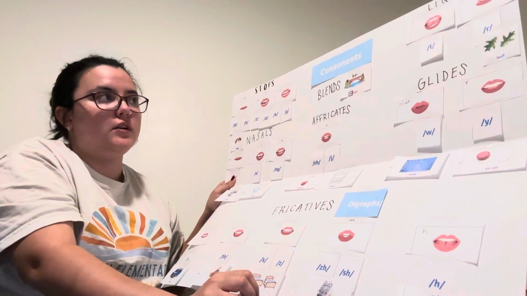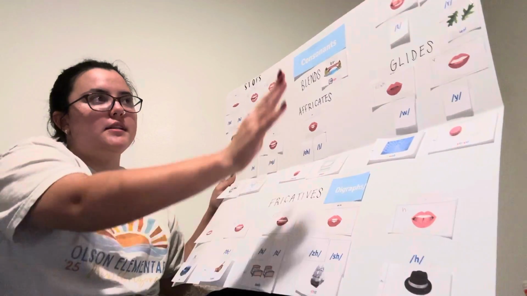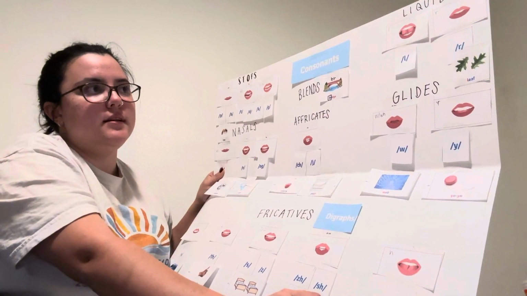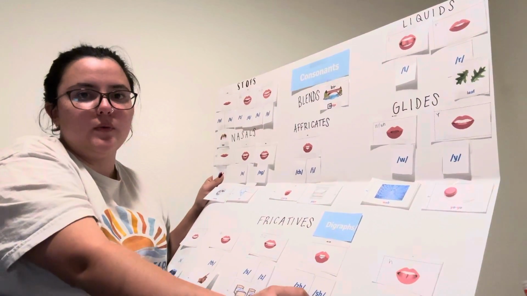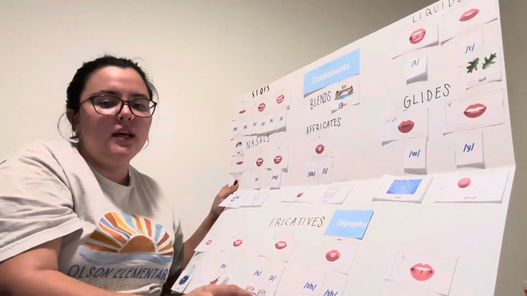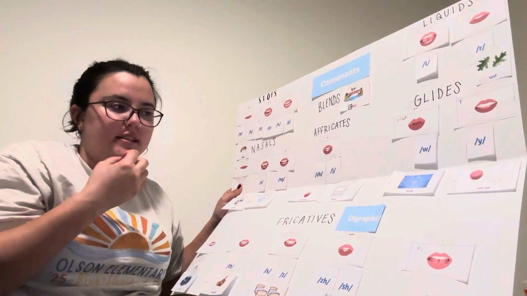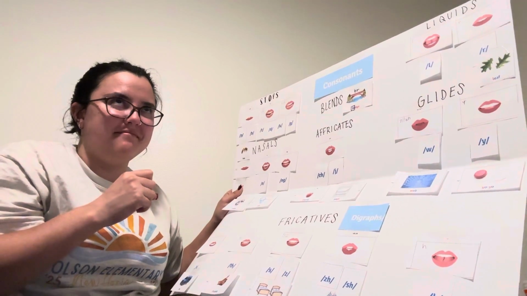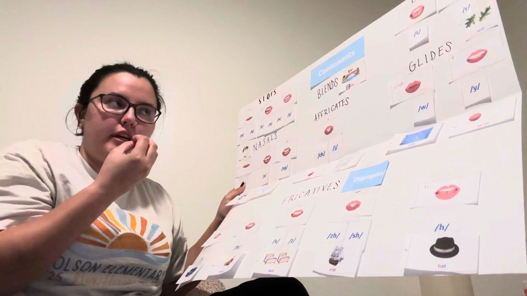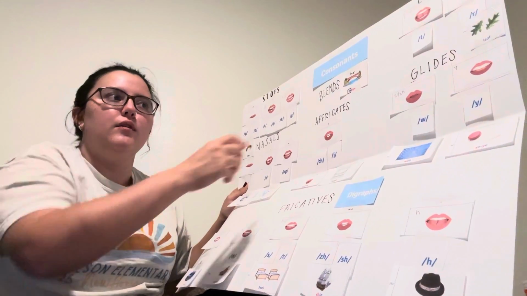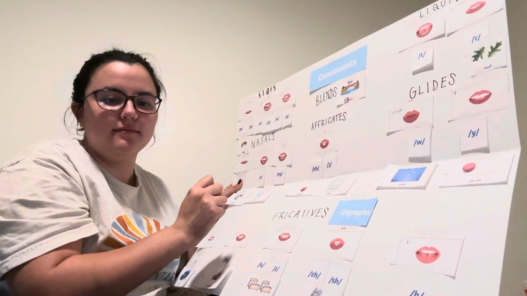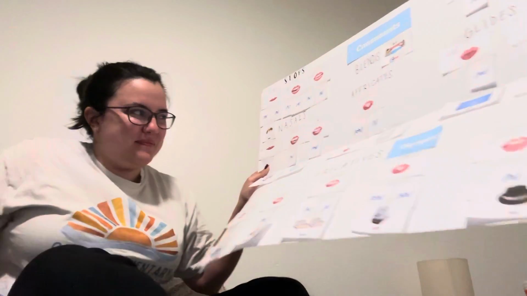The next set, we are talking about liquids. So the mouth formation would be L and R. Liquids, they have a slight obstruction, so it stops for a little bit. So for the word leaf, I hope that makes sense.